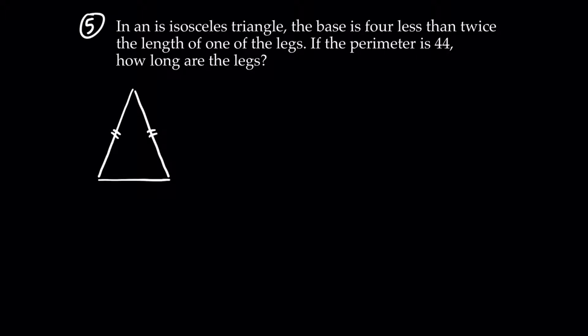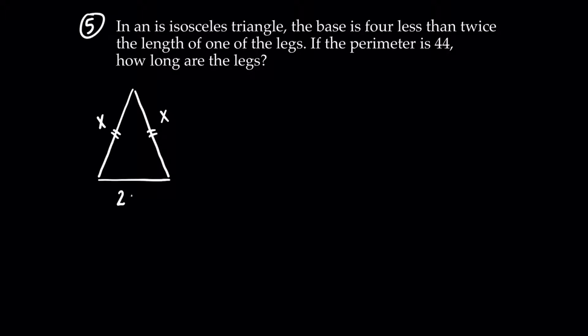Okay, so these are called legs right here, these two sides. And then the base is this third side here. Okay, all right. So now that we've remembered what an isosceles triangle is, the base is 4 less than twice the length of one of the legs. So what I'm going to do is call the legs x. They're both x. I can label them both x because I know they're exactly the same. I don't know what x is, but if one thing is x and it's equal to something else, they must be x.